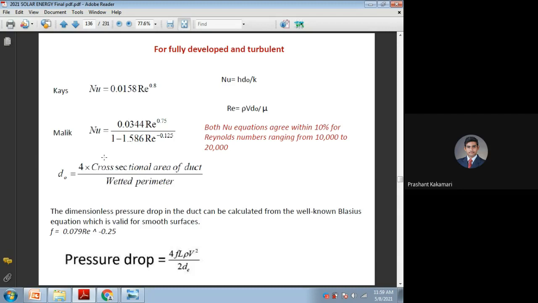Or else, based on the conditions in the problem, you can go through the data handbook, either the heat transfer data handbook or the solar data handbook, and find out. There, one can use those correlations for a given Reynolds number and different characteristics. That Nusselt number can be used, and you can find out the later part.